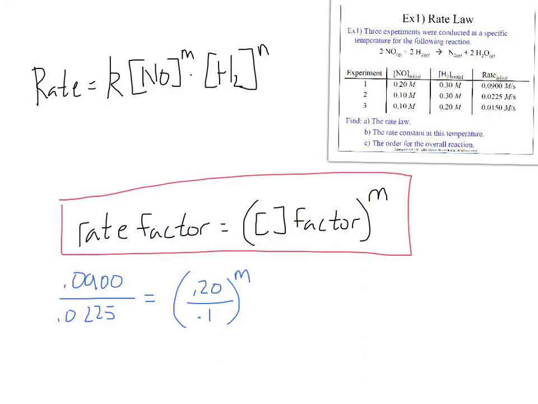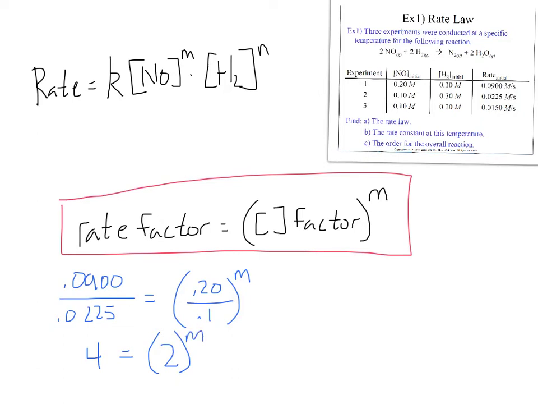To figure out the rate factor, we take the first rate divided by the second one, so 0.09 and then 0.0225. Hint: always put the larger of the two numbers on top. Then we do the same thing over on the other side. Since 0.2 goes with 0.09, make sure those are both on the same side. Same thing with the bottom, and raise to an m power. To simplify, 0.09 divided by 0.0225 is 4, and 0.2 divided by 0.1 is 2, raised to the m power.